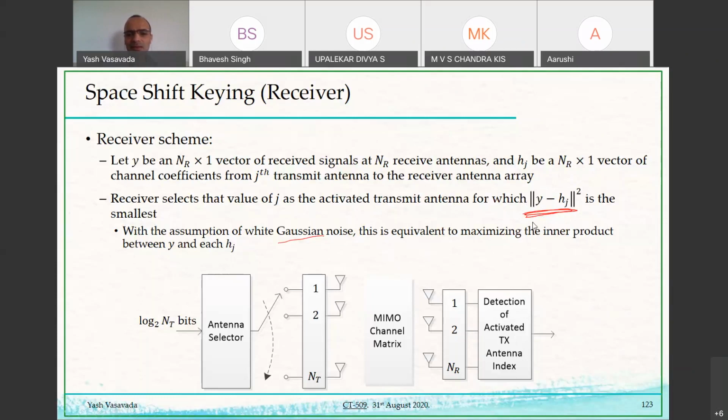So this is the main idea behind how the receiver is going to determine which of the antennas has been selected. It is essentially going to perform the maximum likelihood detection, assuming that all the antennas are equally likely to have been selected.